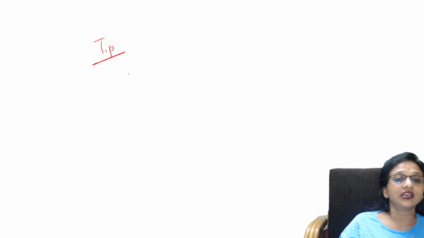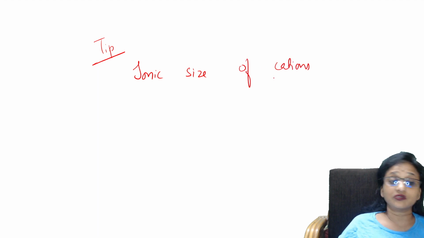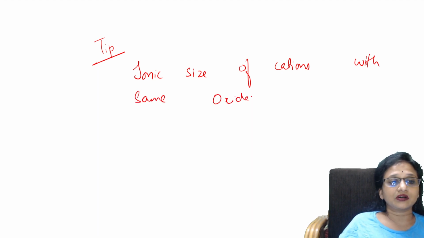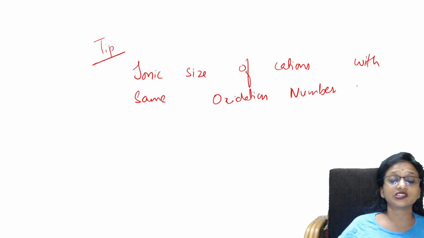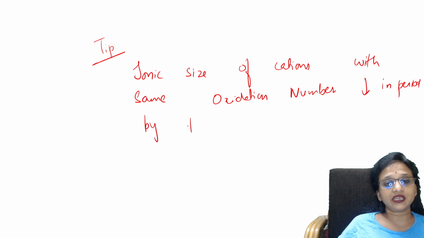Because of this lanthanide contraction, careful, what is a hint or tip you should remember, students? Remember the ionic size of cations. Okay, ionic size of cations with which one? With same oxidation number. With same oxidation number, it decreases in a period. Once again I'm writing: the ionic size of the cation with same oxidation number decreases in a period, by increasing atomic number.